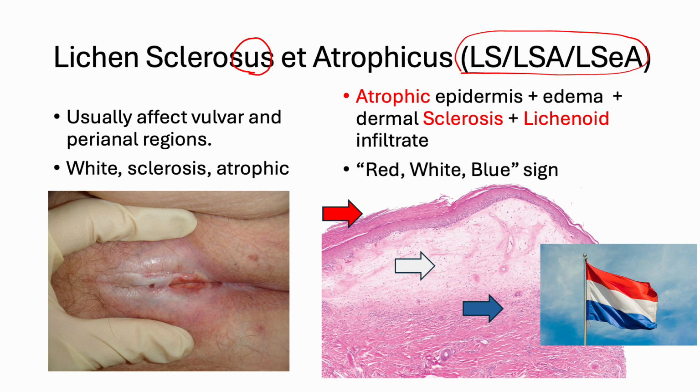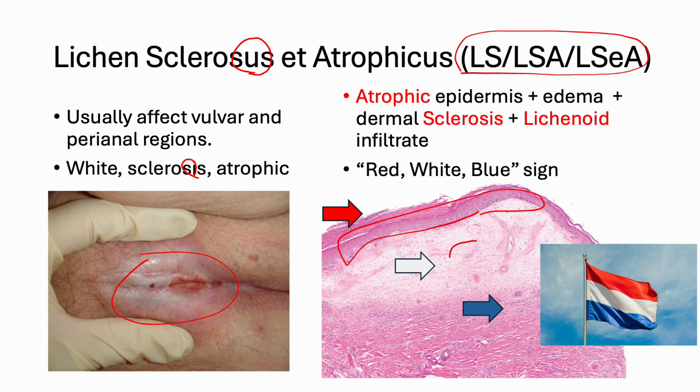So the LSA usually affects the vulvar and the perianal regions of an elderly lady. Presents as white sclerosis here, and atrophic as shown here. So histologically, as the name implies, it has atrophic epidermis. It is thin, and you can see it lost the rete ridges.